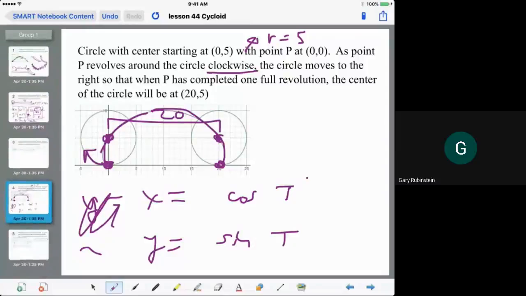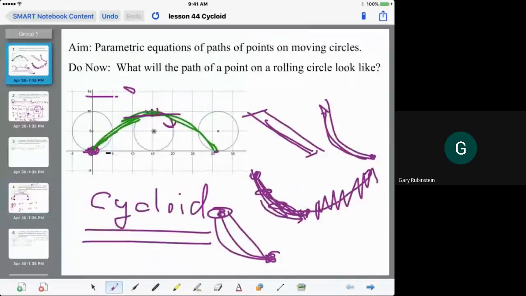So for those people who are just entering, watching the recording, we were discussing what the path of a point on a circle that's rolling to the right is. And it ended up looking something like this. It was called a cycloid.